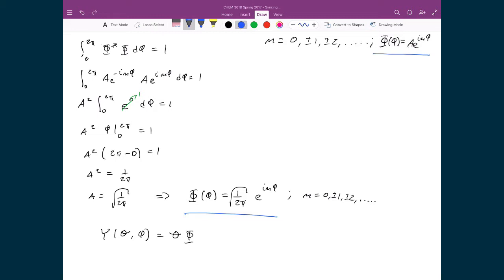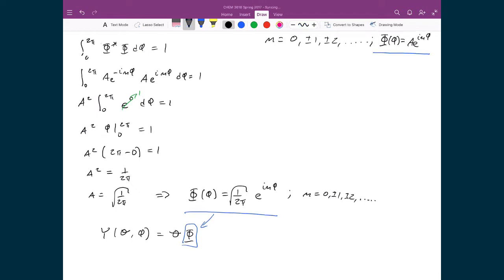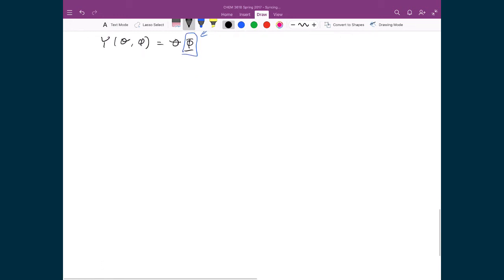At this point, we have now calculated this phi part. And again, our solution is going to be a multiplication of a function of phi times a function of theta. So all we need to do now is calculate that function of theta so that we can multiply it with this function of phi that we've just calculated, and then we have our complete solution for our wave function for our rigid rotator. Let's now solve that second differential equation, this differential equation that's a function of theta.